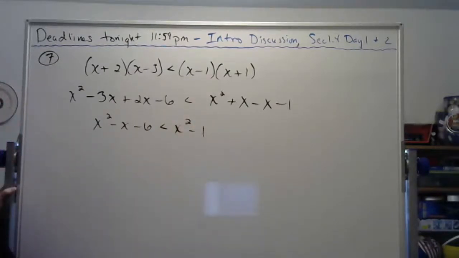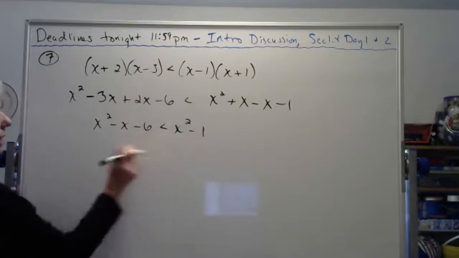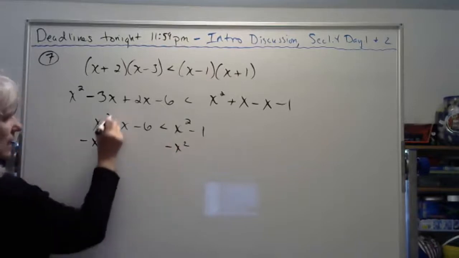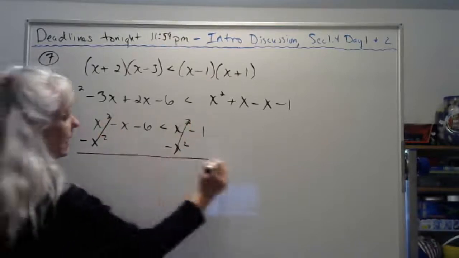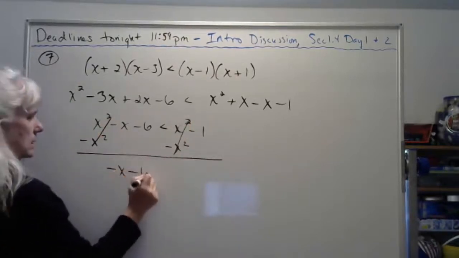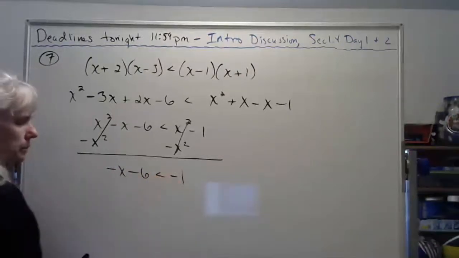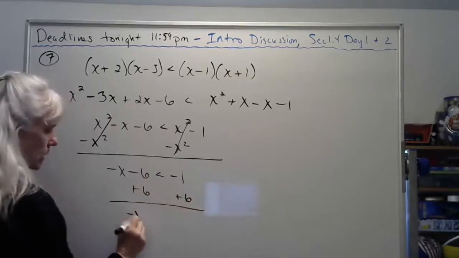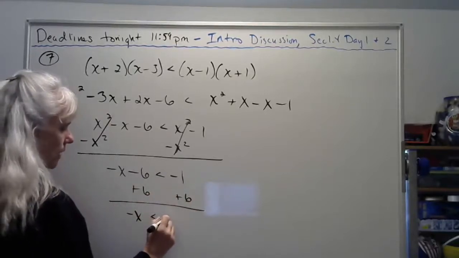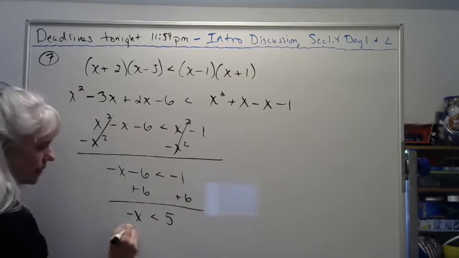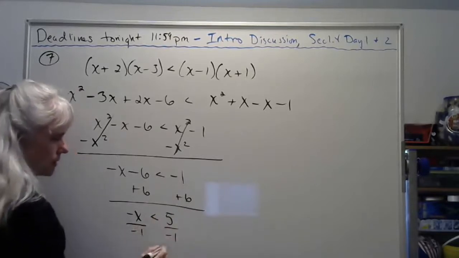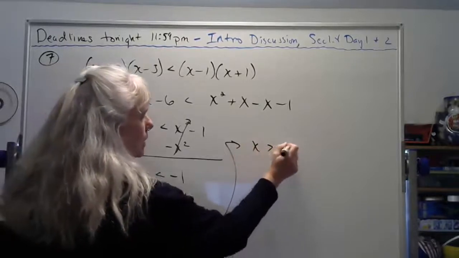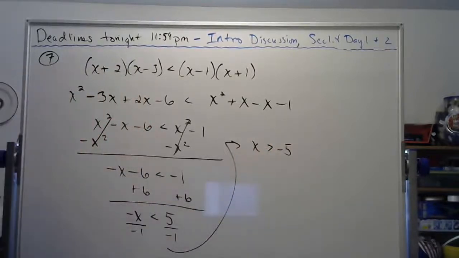And next, you want to try and get everything on one side. Right now, it looks like it's a quadratic, but the minute I try and move those x squared terms, they're going to cancel out. So what's left is a negative x minus 6 is less than a negative 1. We'll go ahead and move the 6 to the other side to isolate the x. So we get negative x is less than, what, 5? And then we're going to divide out that negative 1. And that's going to give us x is greater than a negative 5. Boy, I ended up with a lot of greater thans in this example.